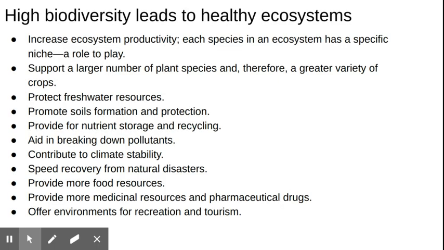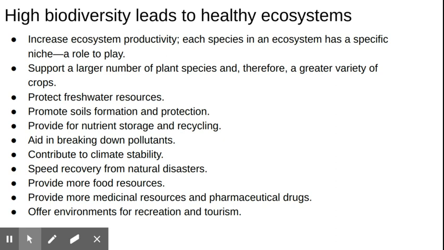All right, so let's look at what happens when we do have high biodiversity. So we'd say that a high biodiversity is going to lead to a healthy ecosystem, or vice versa. It could be that a healthy ecosystem leads to high biodiversity, but these things go together. And so here's just a list of some of the things that we see when we get high biodiversity. We get these things. So we can increase the ecosystem productivity.